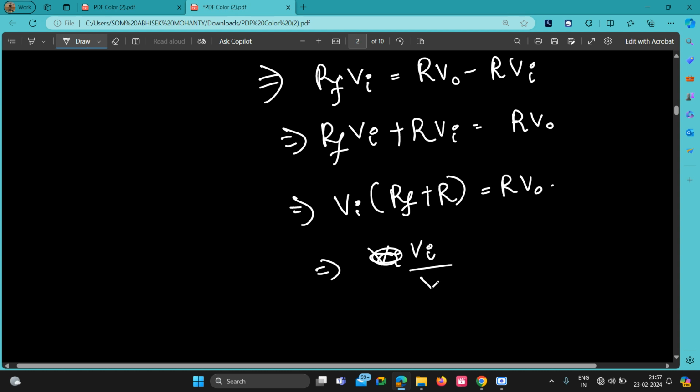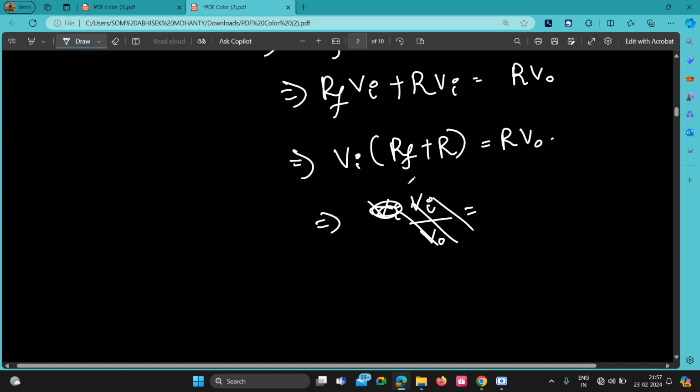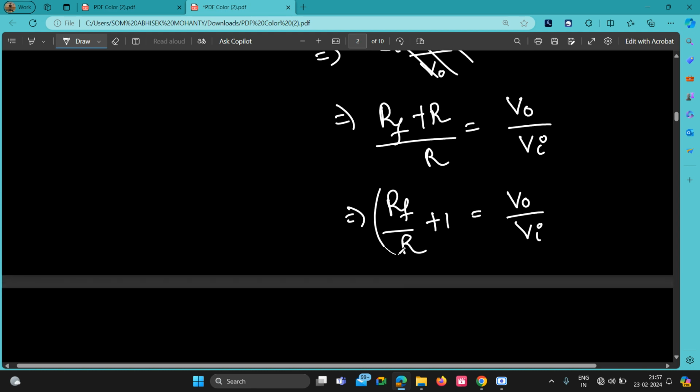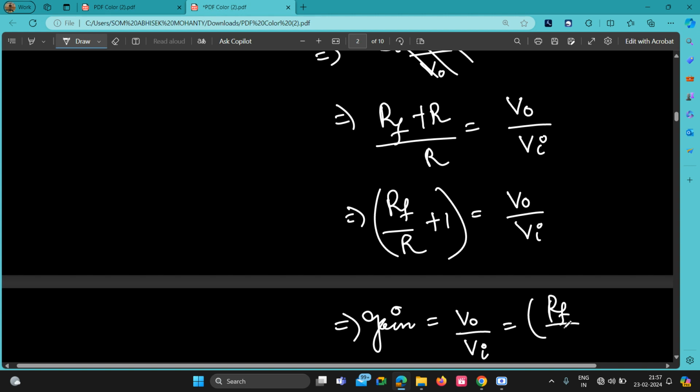Vi by V naught is equal to, okay, sorry again. Let's take to that side. Rf plus R divided by R is equal to V naught by Vi. Isn't it correct? So I will simplify this. Rf by R plus 1 is equal to V naught by Vi. So your V naught by Vi is what? Your gain. So gain is equal to V naught by Vi, that is equal to Rf by R plus 1.